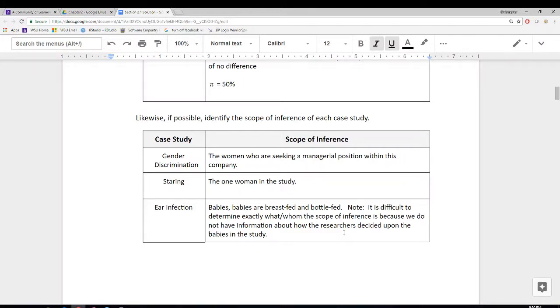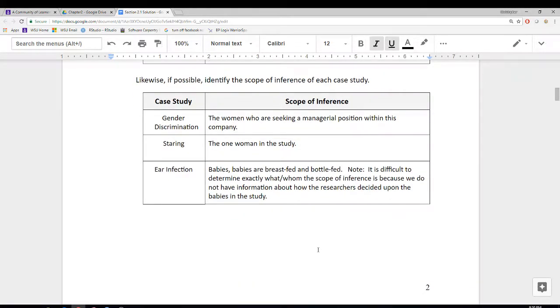However, it is difficult to determine exactly what or whom the scope of inference is because we do not have information about how the researchers decided upon which babies to put in their study. Without that information, we don't really know who the scope of inference is. For example, we don't know if they used babies from all over the world, or just babies from a particular area, say in New York City, or even more focused, maybe babies from a particular hospital. If you're selecting babies from just one particular hospital, then the scope of inference applies to just that one hospital.